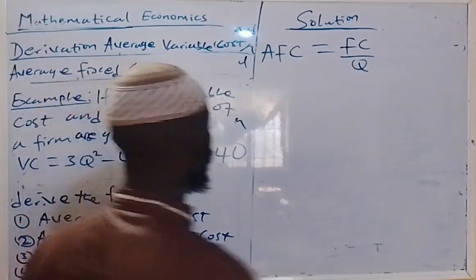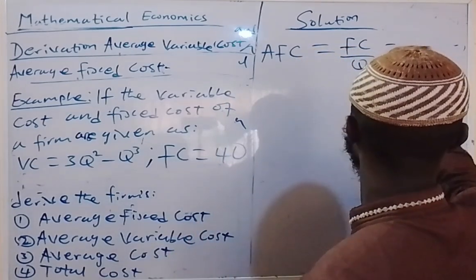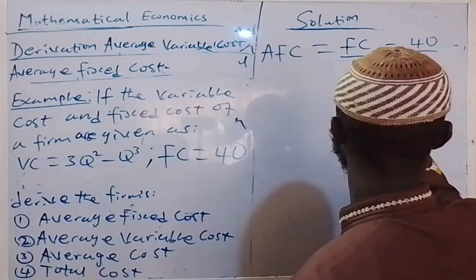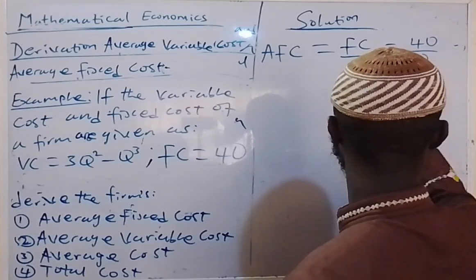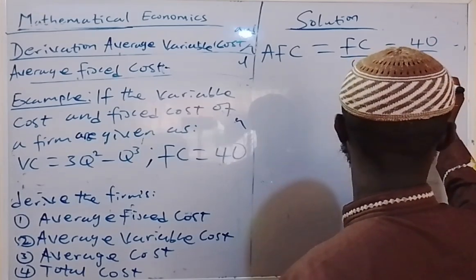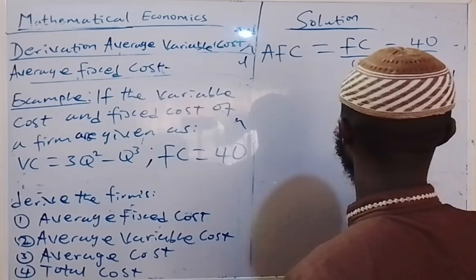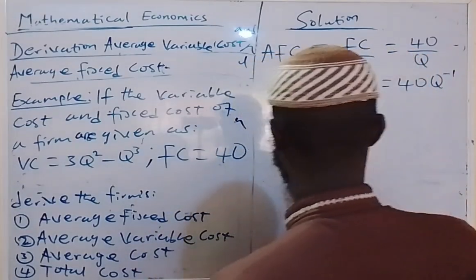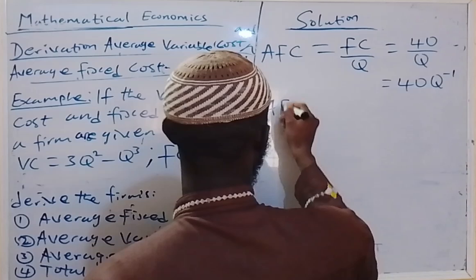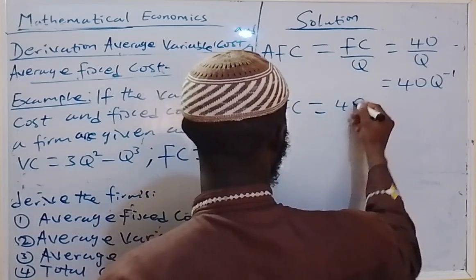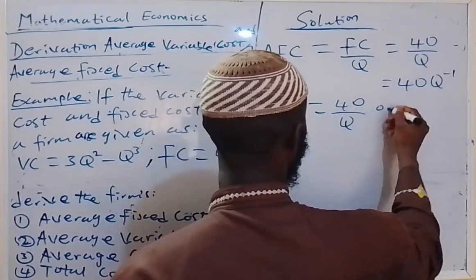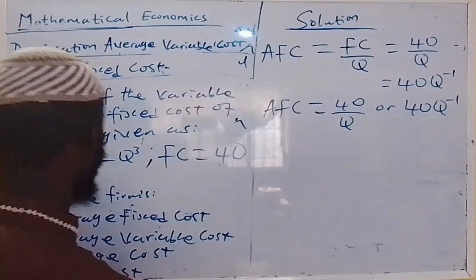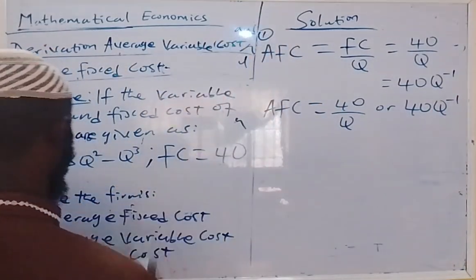So in this way, what's our fixed cost? We have 40, which is 40 over Q. We can leave it like this, or we say 40Q raised to the minus 1. It's the same thing. So in other words, this is our AFC. Our AFC equals 40 over Q, or 40Q raised to the minus 1. So this is the solution to question 1.